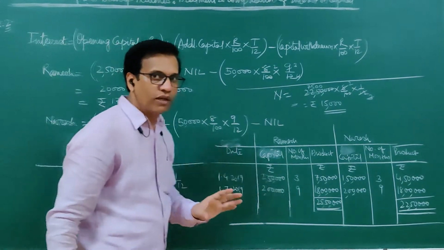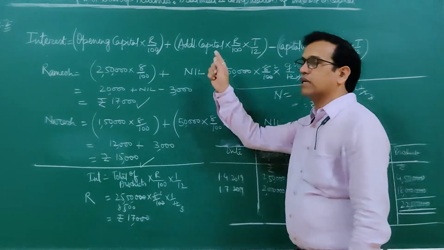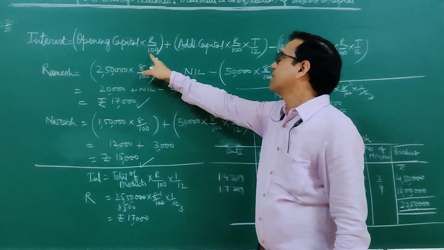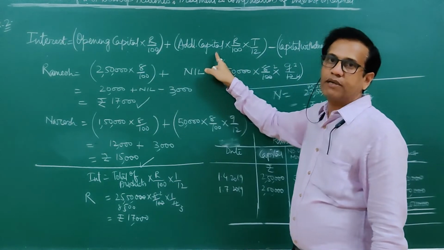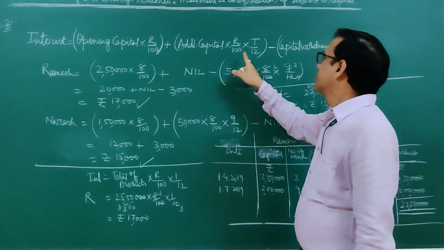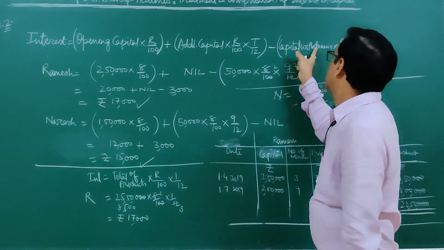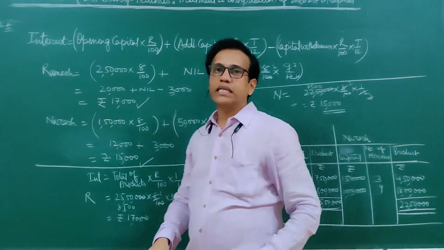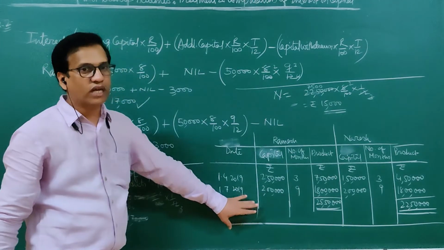Okay, we can calculate interest in this question either by using this formula: opening capital into rate by 100, plus additional capital into rate by 100 into T by 12, minus capital withdrawn into rate by 100 into T by 12. Or we can calculate it by the product method.